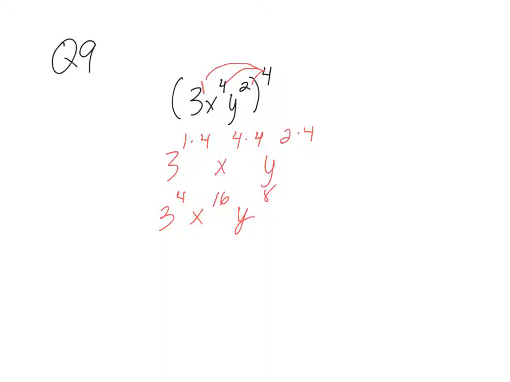y to the 8th. And then we can actually figure out what 3 to the 4th power is. 3 times 3 is 9. 9 times 3 is 27. And then 27 times 3 will be 81. And we still have x to the 16th, y to the 8th. That is your answer.